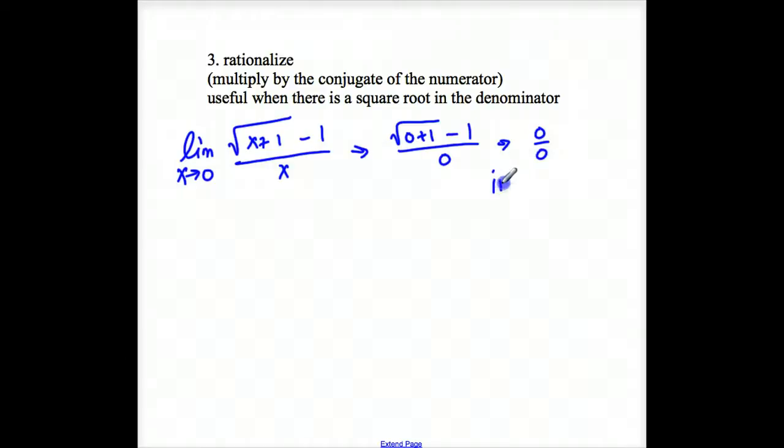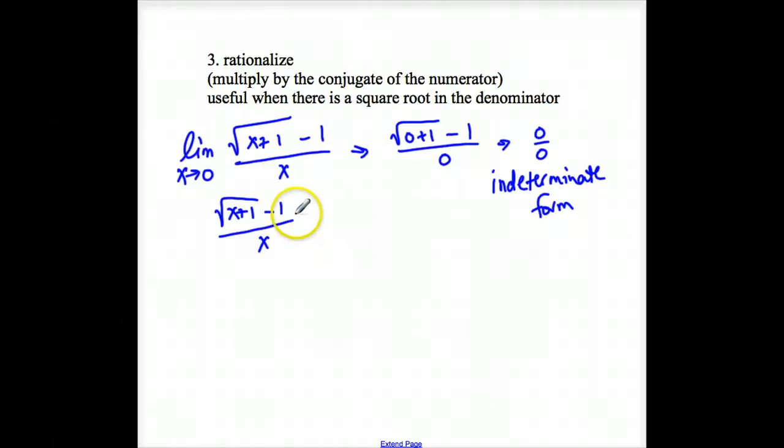Again, indeterminate form, which means you don't know the answer. It can't be 0. It might be 0, might not be 0. We can't tell exactly what it is until we do something more with this problem. So we're going to take this and think about factoring. Oh, can't factor that. So our other option is multiplying by the conjugate.